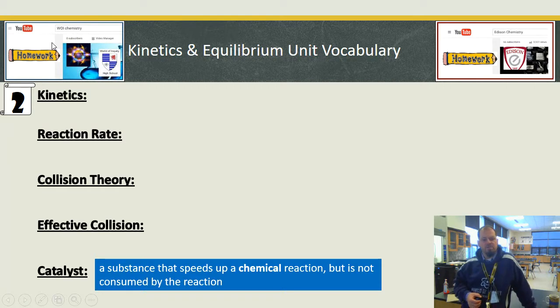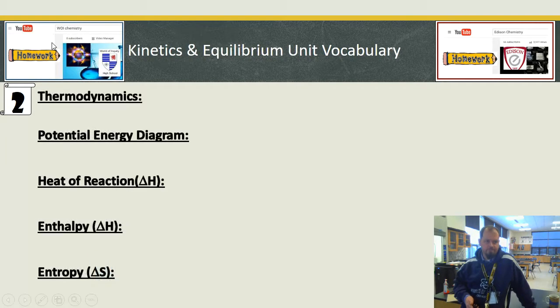So a catalyst is a substance that speeds up a chemical reaction, but is not consumed by the reaction. You can include there, if you'd like, by providing an alternate pathway. We'll get there in the notes. But for our purposes for unit vocabulary, strictly a catalyst is something that speeds up the reaction but is not consumed. So therefore, it's still there when the reaction is done. Otherwise, I would be changing the reaction if it was consumed in some way.